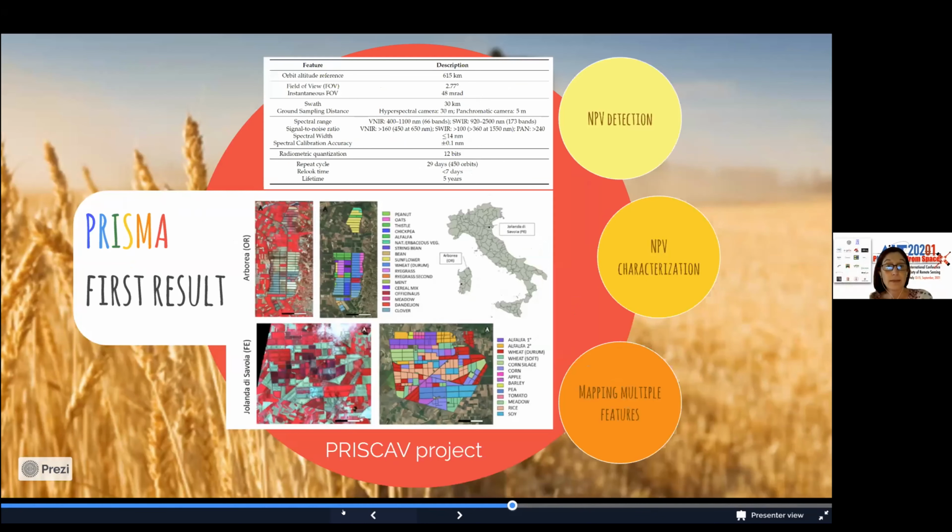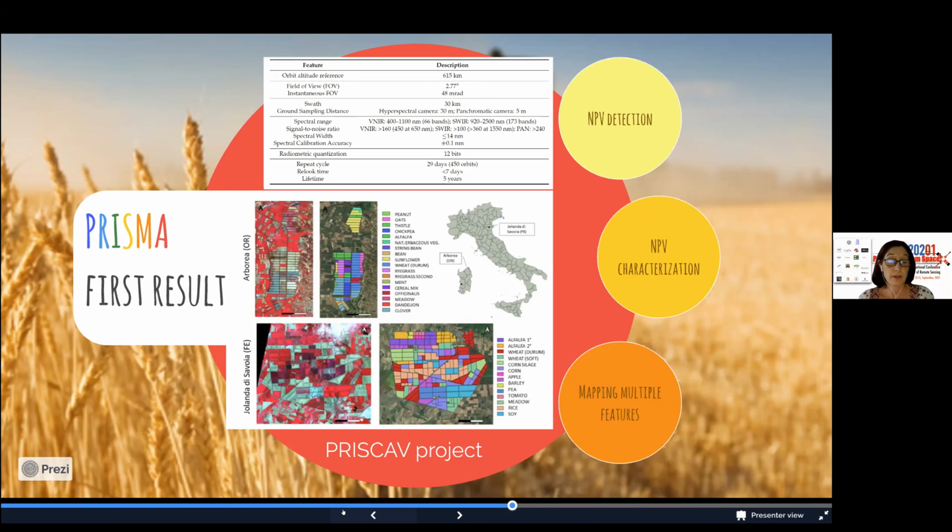So going to PRISMA first results, as members of the PRISMA project, we have the opportunity to work on two test sites in which we collect field data for the validation of PRISMA. One is in Slovenia, and the other one is Yolanda, but this has been also part of the iPresence campaign this year.